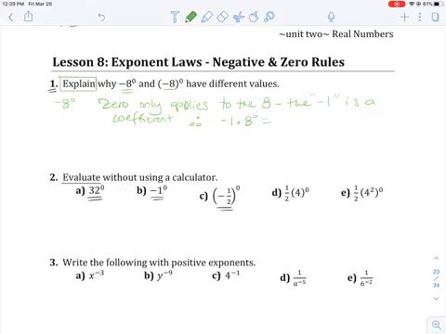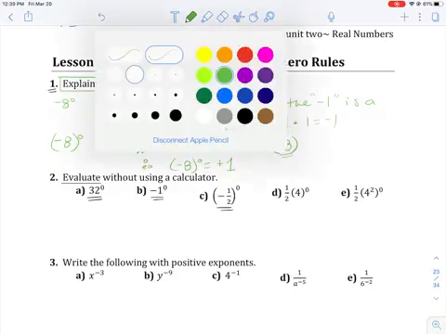Therefore, negative 1 times 8 to the power of 0 is equal to negative 1 times 1, which is negative 1. If we look at negative 8 all to the power of 0, the 0 applies to the entire negative 8. Therefore, negative 8 to the power of 0 is equal to positive 1. Okay? And that's due to the brackets, isn't it? Right? Because of the brackets.